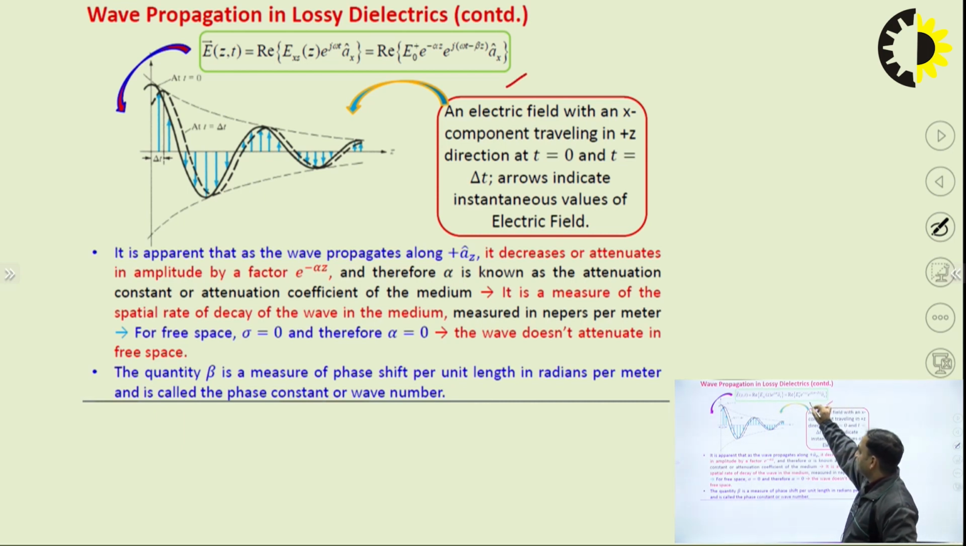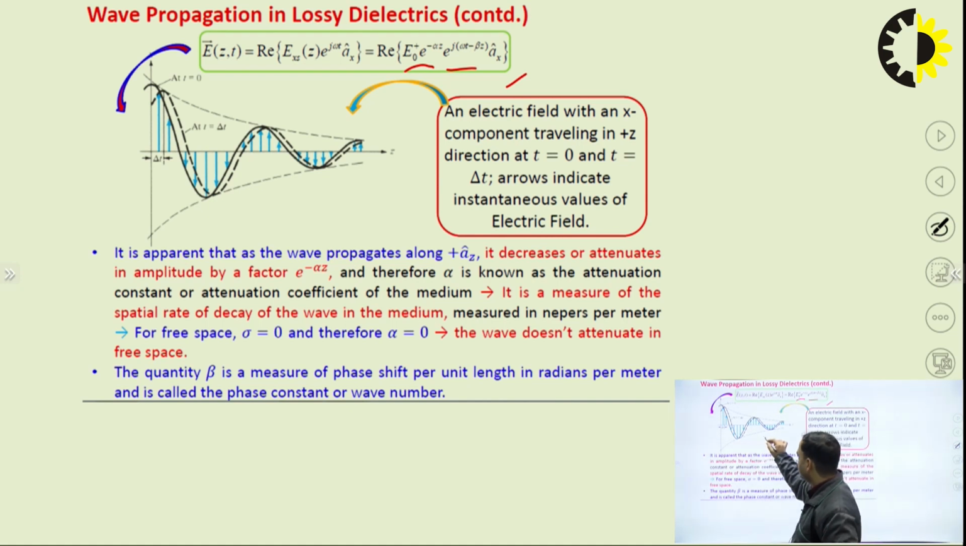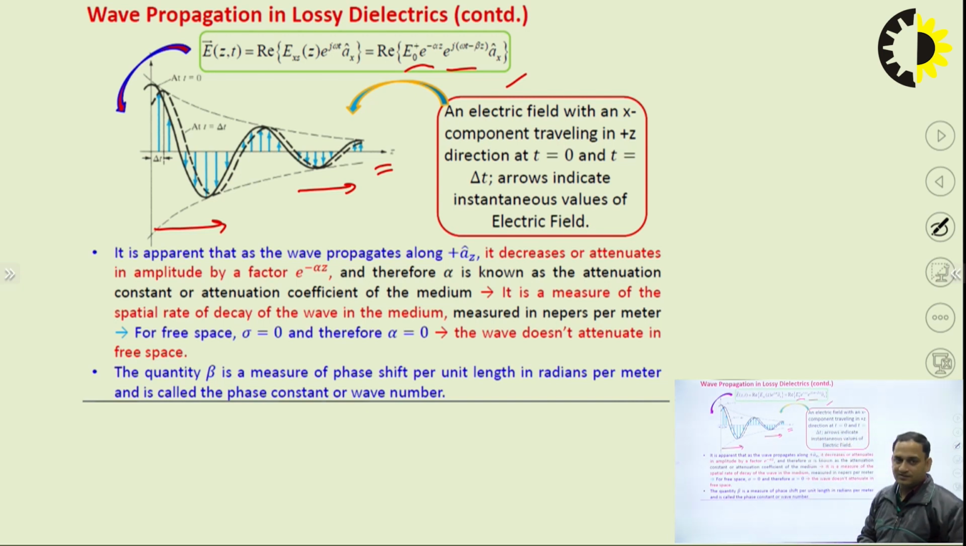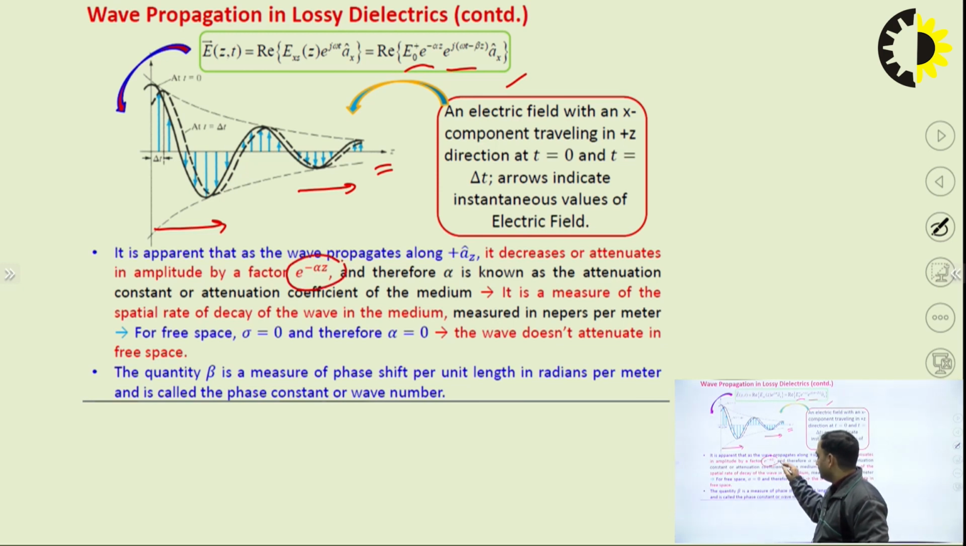So we have converted it into terms of j and the real part: E naught plus e to the power minus alpha z and e to the power j (omega t minus beta z) ax. This represents the wave propagating in the positive z direction. The wave is attenuated as it moves in the z direction. As the distance increases, the amplitude of the wave decreases, because of the factor e to the power minus alpha z.